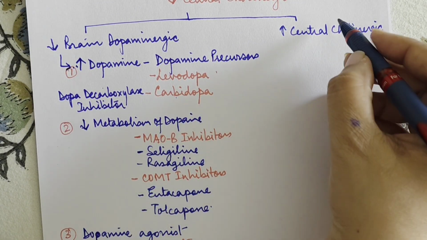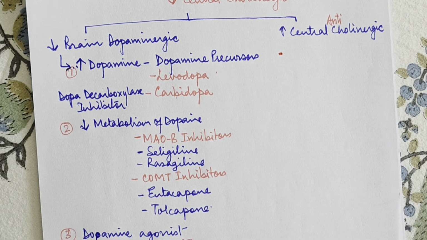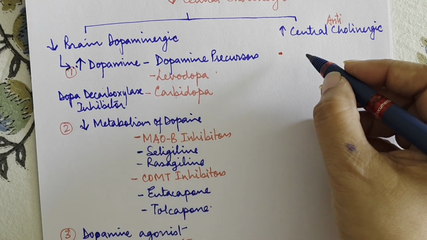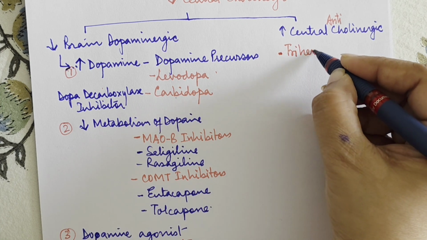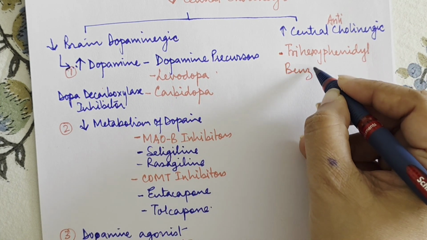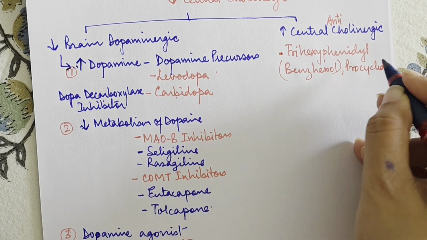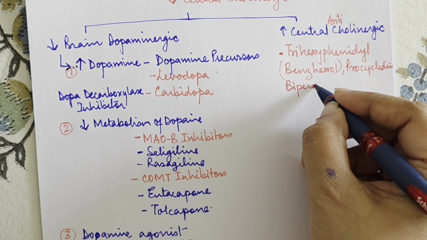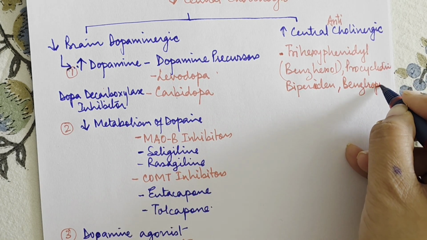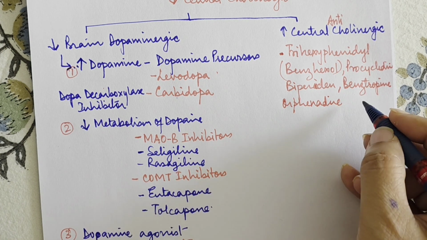Coming back to the central anticholinergics. Because dopamine has decreased, the acetylcholine effect has become loud. So the central anticholinergics, the drugs which we have, are trihexyphenidyl, that is also called benzhexol, then procyclidine, biperiden, benztropine, orphenadrine. These are the drugs.